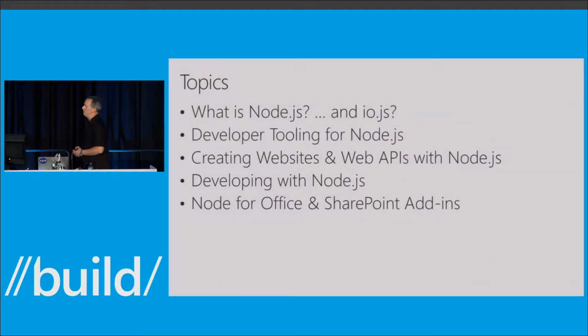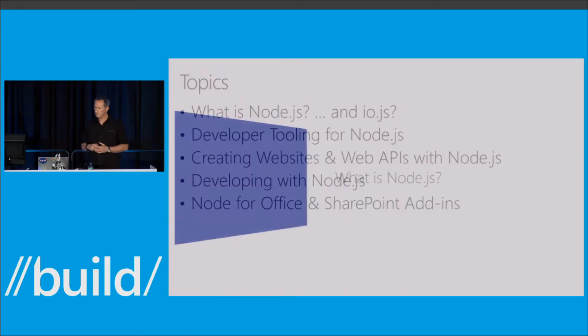So what am I going to go through today? First, I'm going to go through it like a bit of a fire hose. I've got a lot of content in the slides, but I'm going to go over it topically. The slides are there for your reference to look up some stuff. I'm going to talk a little bit about what is Node.js, and you might have heard of this thing called IO.js. Then the developer tooling for Node.js, creating websites and web APIs with Node.js, developing for Node.js, and then Node for Office and SharePoint add-ins. So we'll go ahead and get started.